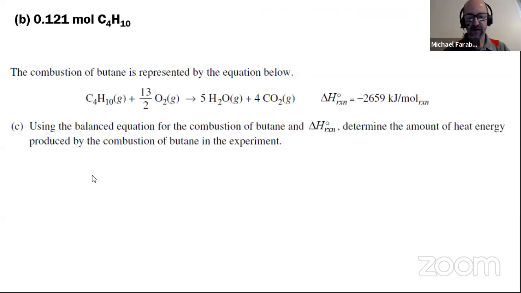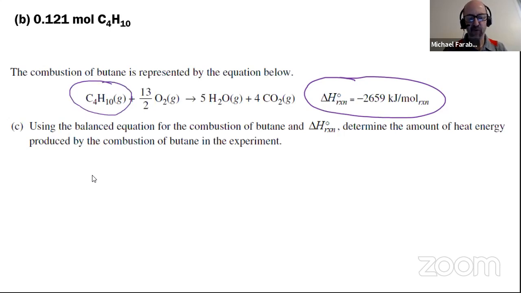So this right here, the delta H for the reaction, what that tells us is that 2,659 kilojoules of heat is released for every 1 mole of reaction, or in this case, for every 1 mole of butane. Now, we already have 0.121 from the answer to part B. That's how many moles of butane were used.